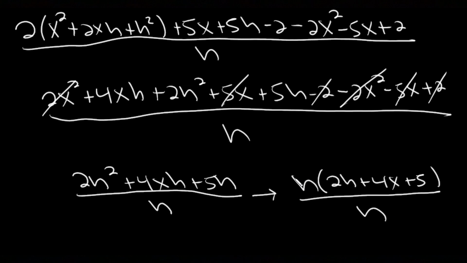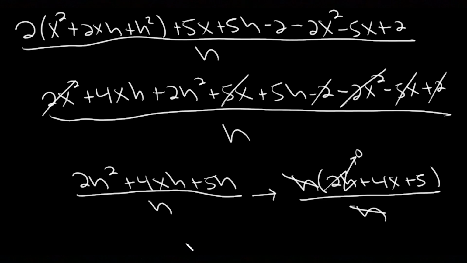So the h's will now cancel. This cancels, this cancels. And remember, we have a limit on this as h approaches 0. So wherever you see an h, you are essentially making it 0. So I do have an h right here. I'm going to put that limit on it. And again, that's as it approaches 0. So this whole part right here is essentially gone. I'm left with 4x plus 5.